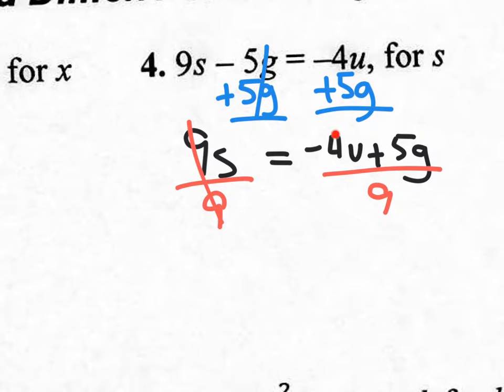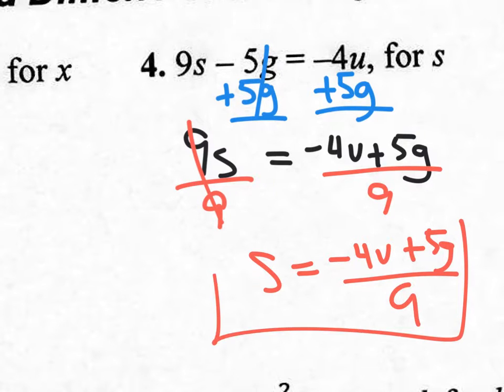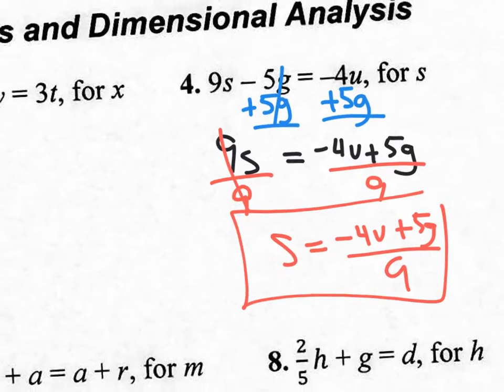I guess the only time I would separate these guys is if this were like an 18u over 9, then you could cancel it out when you separate it. And if this were like a 36g, then you could cancel both of them when you separate the 9 to each one. But in this case, neither the 4 nor the 5 are divisible by 9, so I want to leave it together as my final answer. S equals negative 4u plus 5g over 9. Ta-da, piece of cake. Moving on, let's do number 6 here.